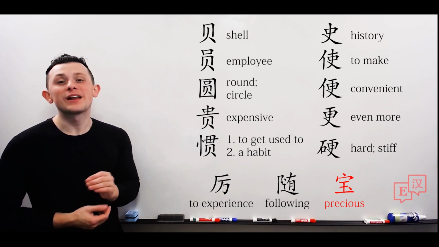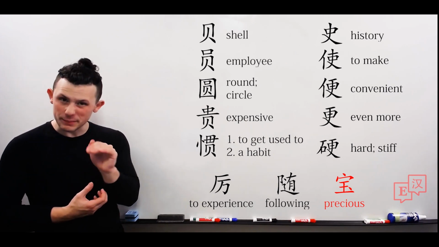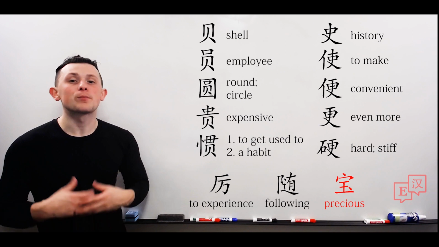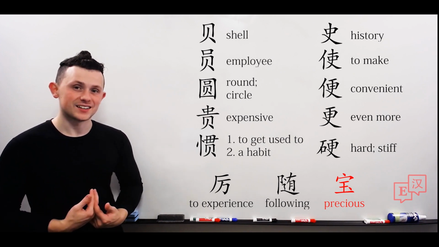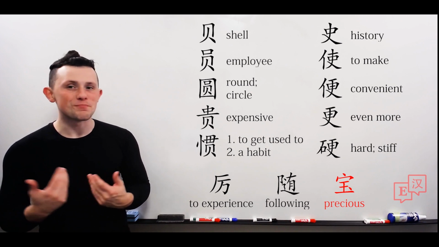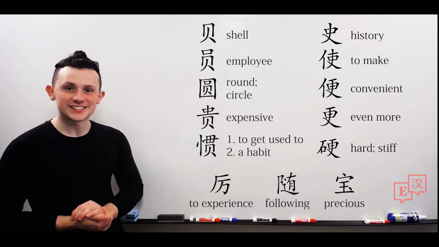And lastly, bao. Pronounced very close to bao, meaning to wrap, with a dipping tone. This character means precious. And is often used to make the word baby or honey. That is all for our characters.